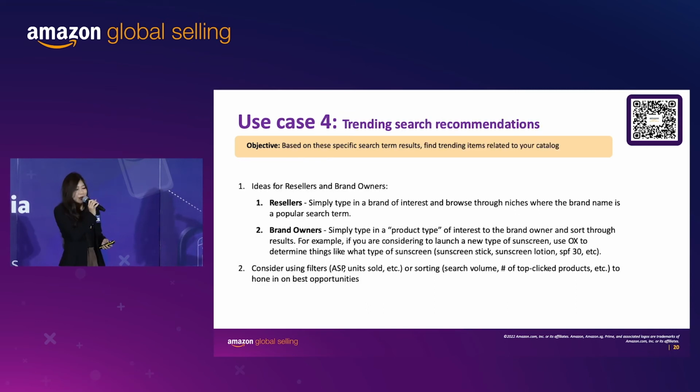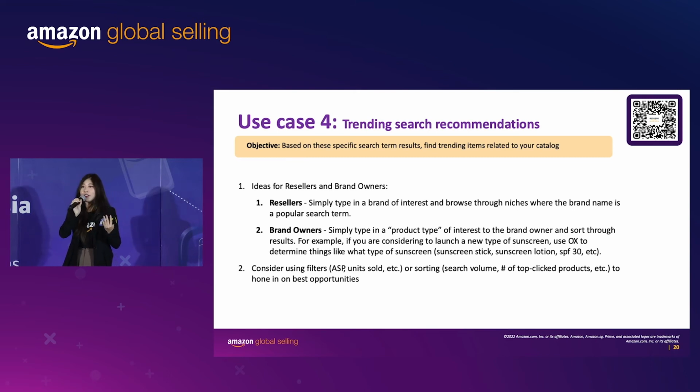The fourth case allows you to find trending products that are related to your current category. Likewise, it helps you to find suitable products to expand into new product lines, as well as to find out what are the important product features you should include when you create your new products. There are two pathways depending on whether you are a reseller or a brand owner. For resellers, simply type in the brand of interest and then browse through niches where the brand name is a popular search term. On the other hand, for brand owners, simply type in the product type of interest and the brand owner and sort through results.